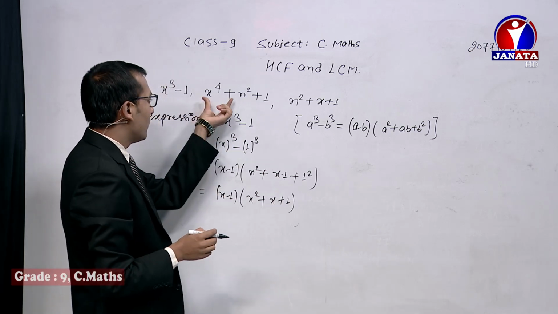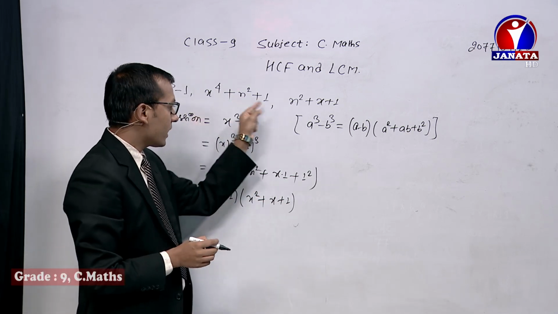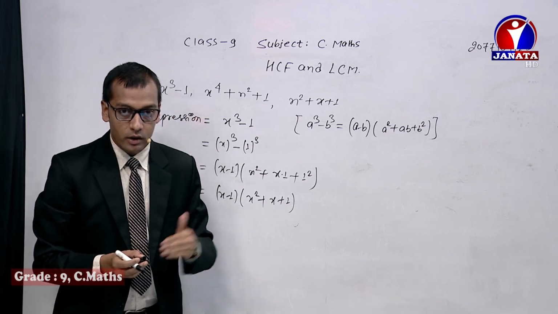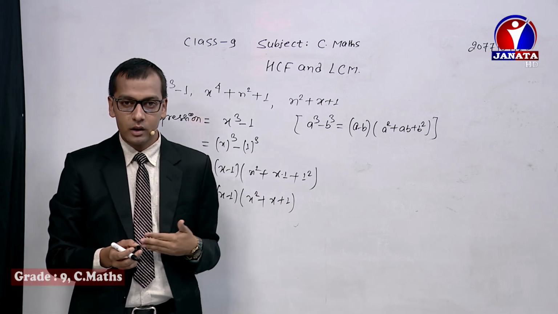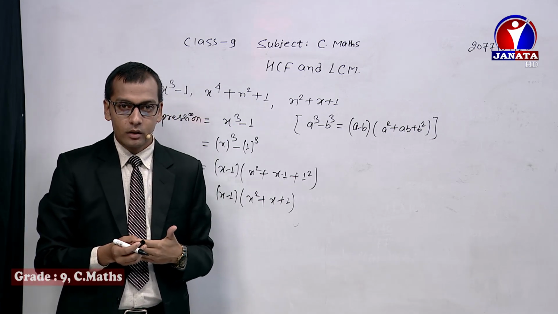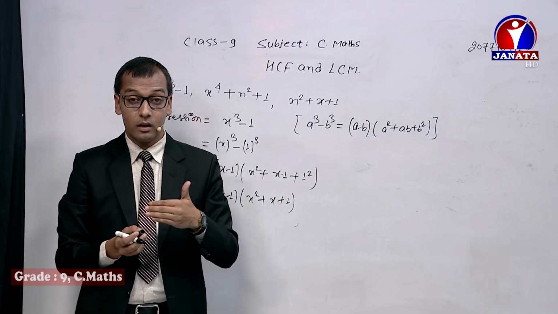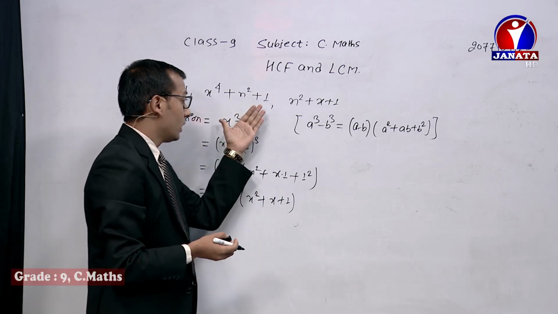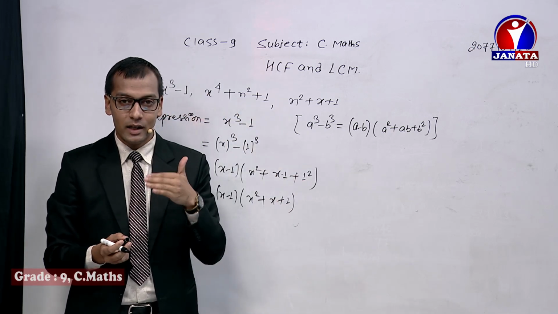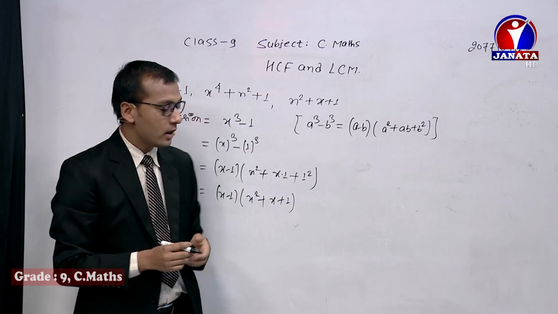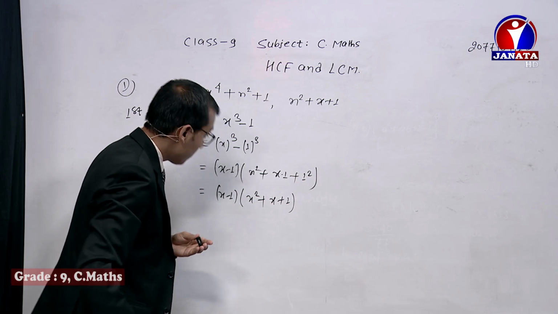Now similarly, let's factorize the second expression, which is x to the power 4 plus x square plus 1. If we remember, we have done all these factorizations under the topic of factorization in the beginning of the classes of algebra. So we are repeating all this. We are recalling the concept of factorization, and we are adding a few more concepts here on how to find HCF and LCM.